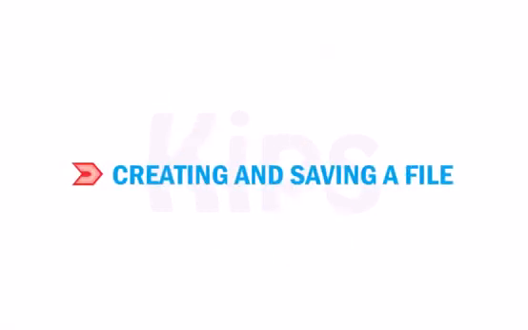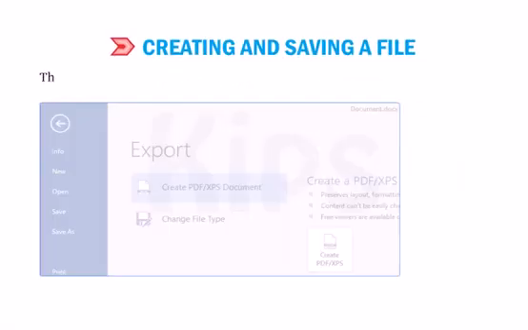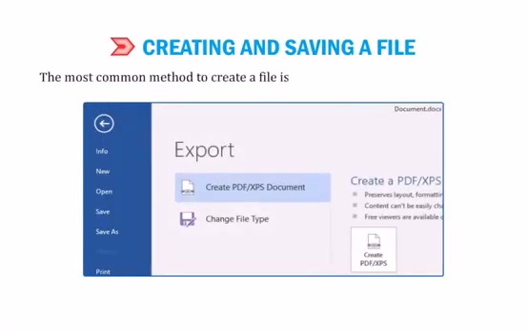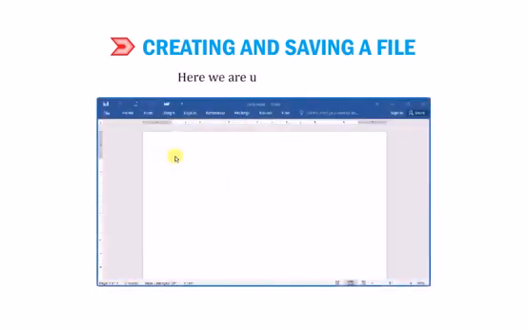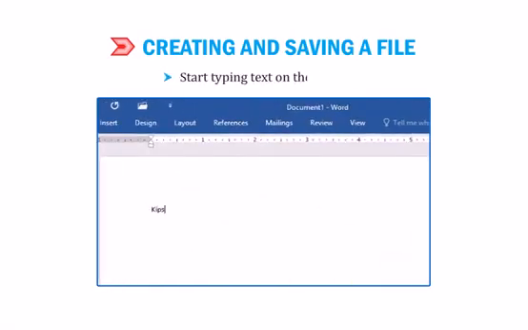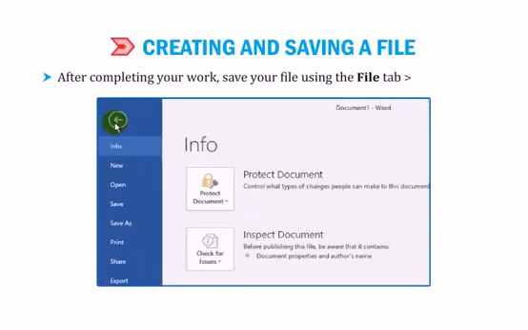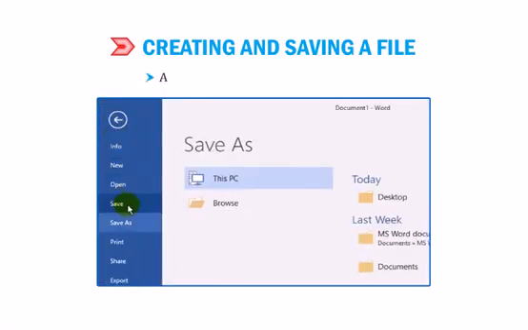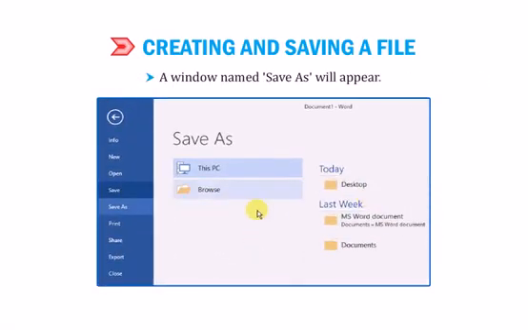Okay, let us learn to create and save file. The most common method to create a file is by using any application software. Here we are using Word 2016. Open a new blank document in Word 2016. Start typing text on the blank page. After completing your work, save your file using the File tab, then go to Save option. A window named Save As will appear.